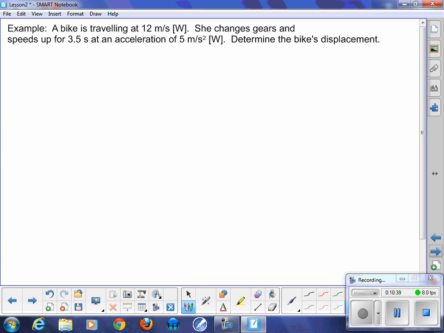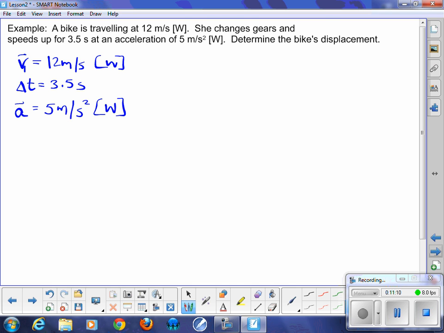A bike is traveling at 12 meters per second west. So I have a velocity, 12 meters per second west. She changes gears and speeds up. So that means my velocity is going to change. So I'm going to put a subscript on that first velocity to say that was the initial, the first one. A time has passed: 3.5 seconds. And it gives us an acceleration of 5 meters per second squared west. We want to know displacement, so we are looking for delta d. Like I said, it's a decoding process.